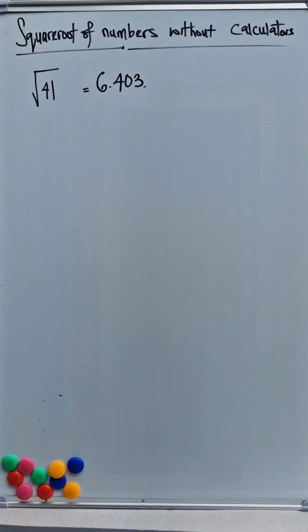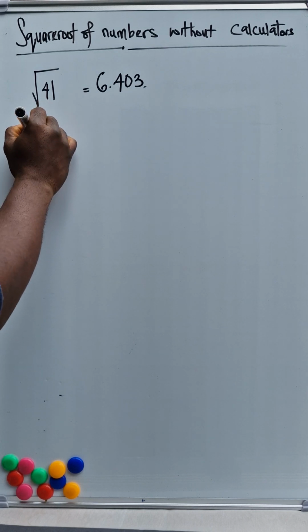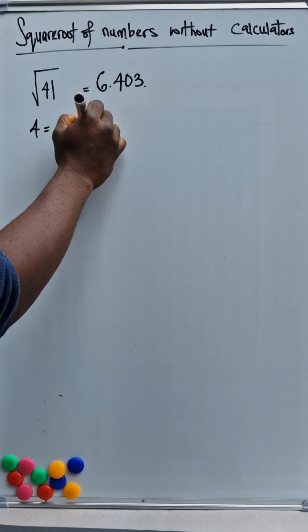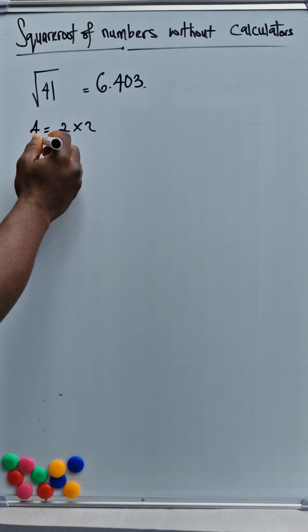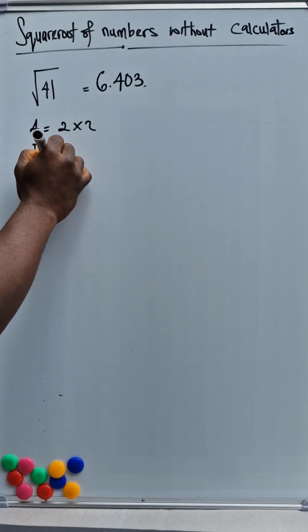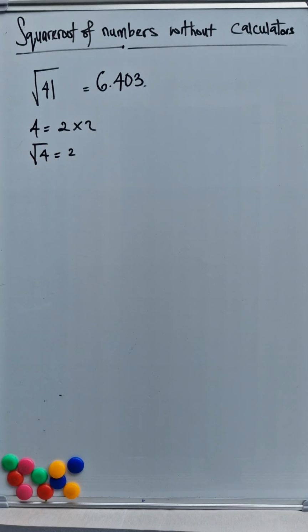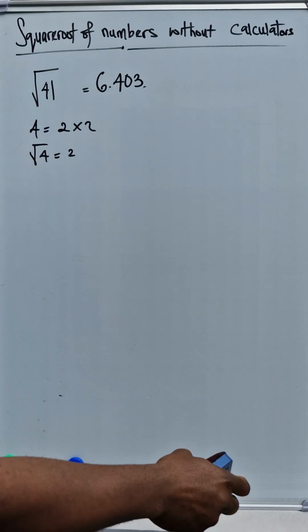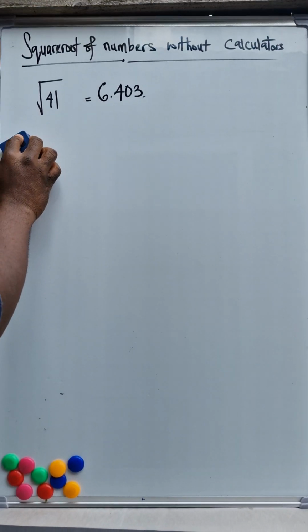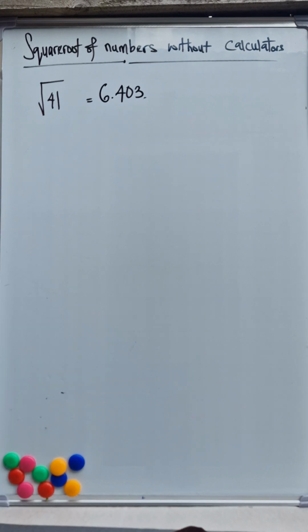First of all, what's square root? Square root is simply a value that when multiplied by itself gives the original number. For example, 4. 2 times 2 is 4. Square root of 4 is 2. So that's what square root is all about. So let me erase that quickly. Let's get down to work.